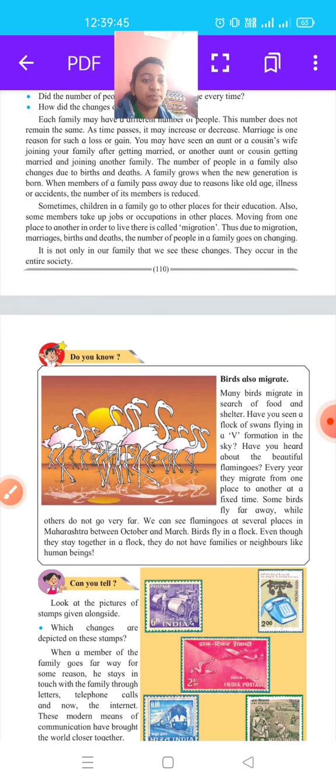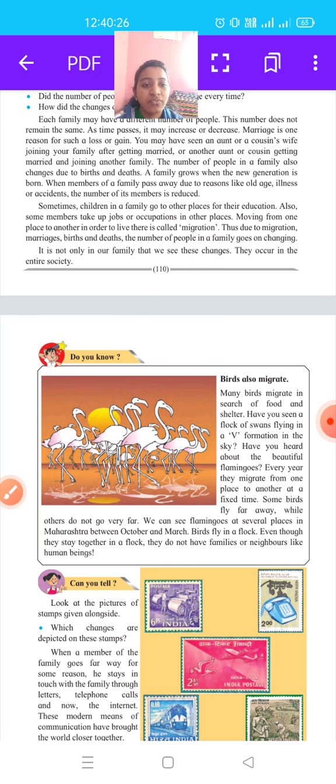Birds also migrate, which means birds also move from one place to another. So we will see what is there. Many birds migrate in search of food and shelter. You have seen a flock of swans flying in a V formation in the sky. Have you heard about the beautiful flamingos? Every year they migrate from one place to another at a fixed time. Some birds fly far away while others do not go very far. We can see flamingos at several places in Maharashtra between October and March.